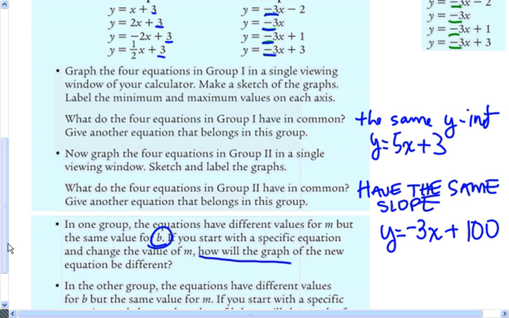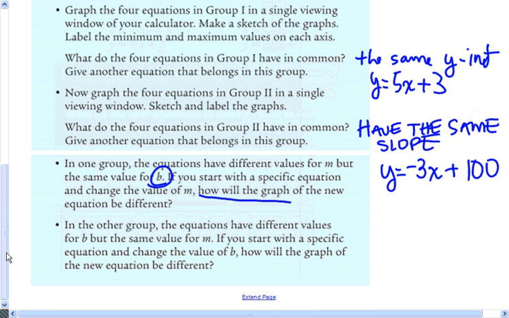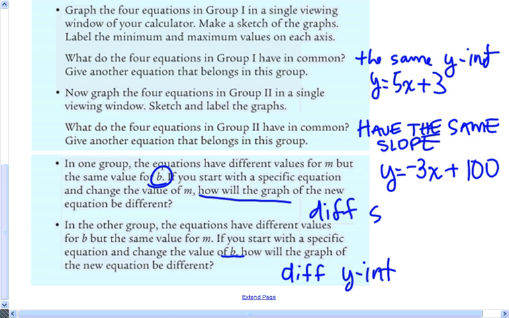So in the other group, the equations have different values for b, but the same value for m. If you start with a specific equation and change the value of b, how will the graph of the new equation be different? A different value of b gives it a different y-intercept. And a different value of m gives it a different slope.